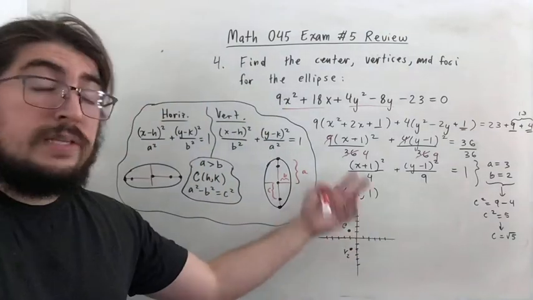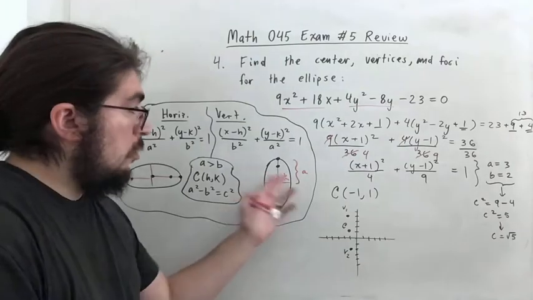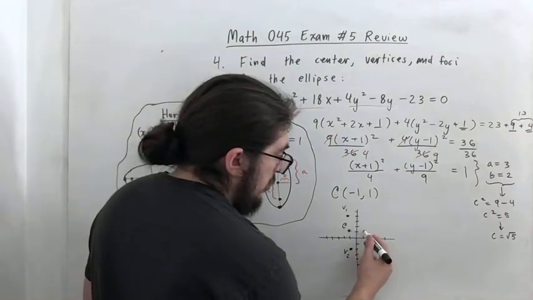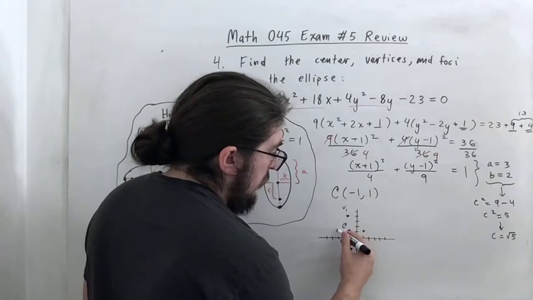Now if you go left and right by the square root of the number under x, then you'll get the horizontal change. So that's 1, 2, 1, 2. These are the minor axis endpoints.